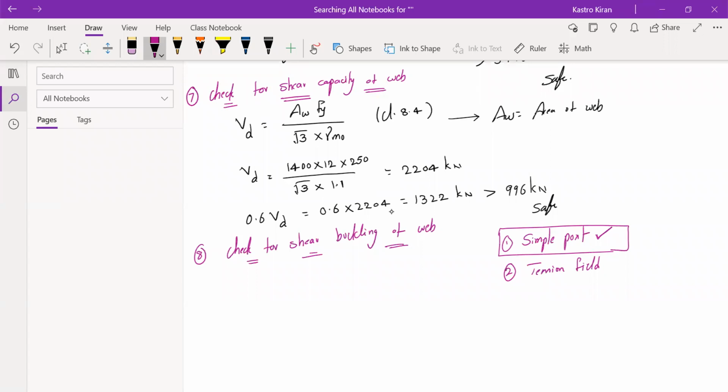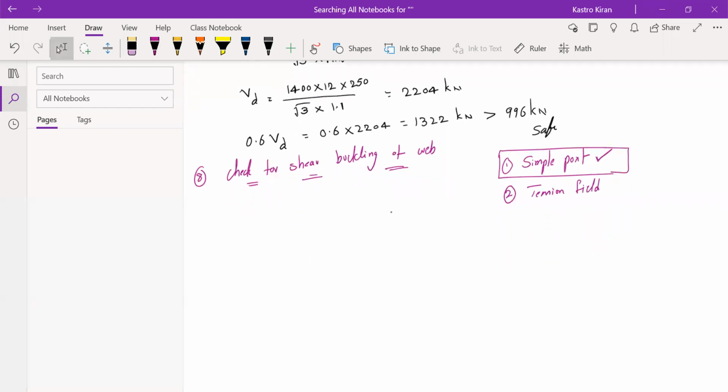This is available in clause 8.4.4.4, which I'll let you know in the next class. The continuation of this step will be solved in the next class.